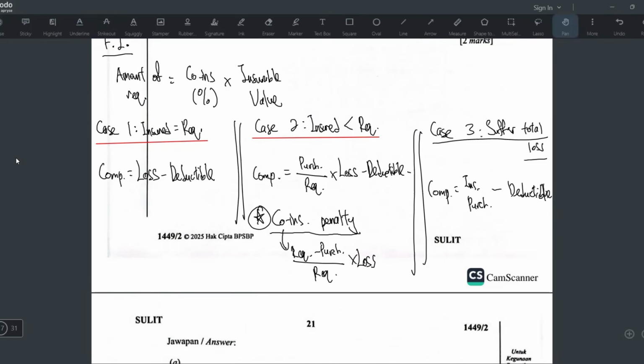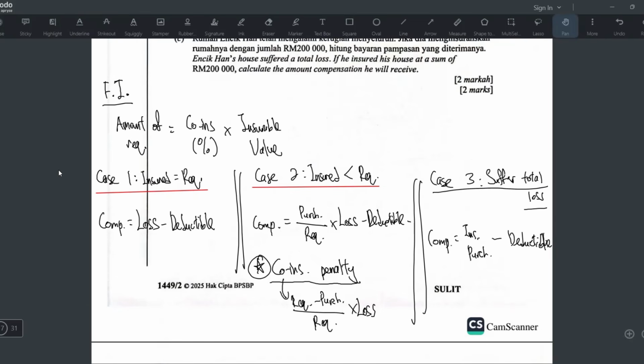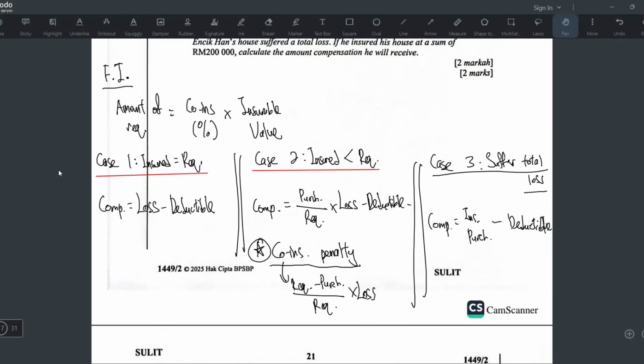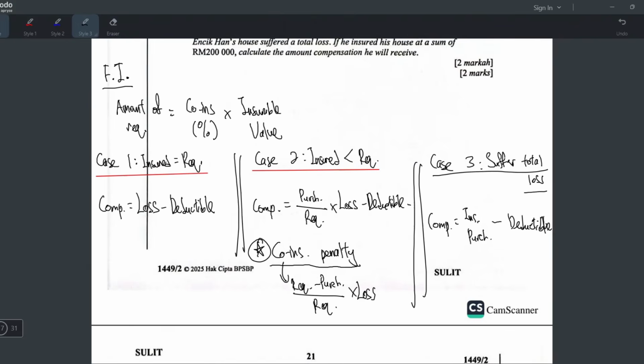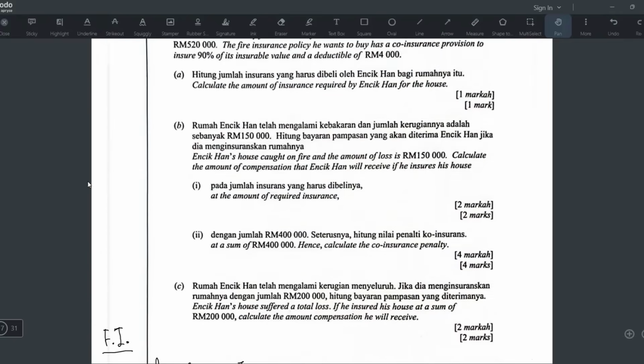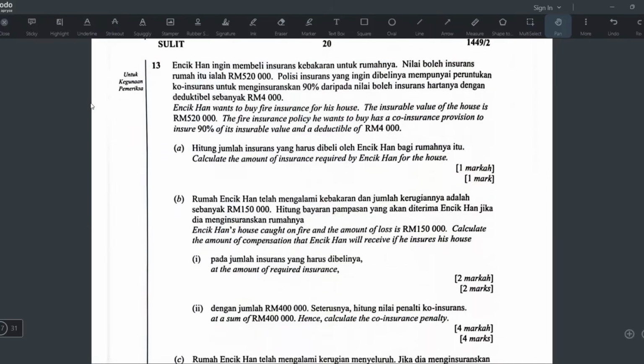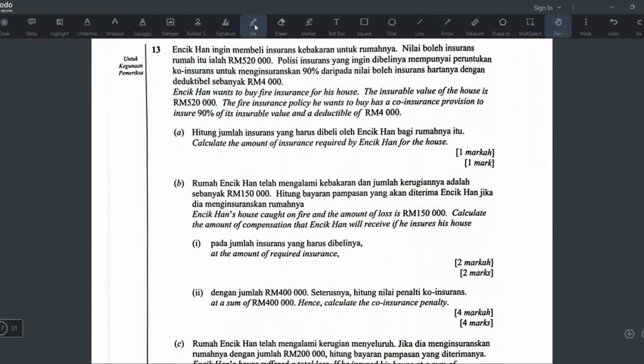That's it. Okay, these are the notes that you have to know kalau nak jawab fire insurance. Okay, I don't care what question you do. As long as you are doing fire insurance, you need to know this. If you don't know this, you can't do. Yeah, you can't do fire insurance soalan. Okay, now we will apply this in our question.